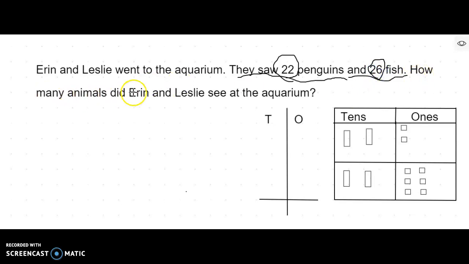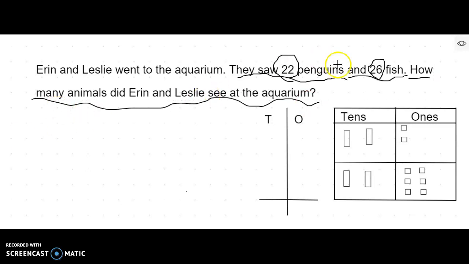How many animals did Aaron and Leslie see at the aquarium? Okay, do I need to underline that question? I do. Okay, but why? Why do I need to underline that question? Yeah, because it's something I want to know. I want to know how many animals did Aaron and Leslie see at the aquarium? It's a question, which means I want to know the answer. So it's information I want to know.